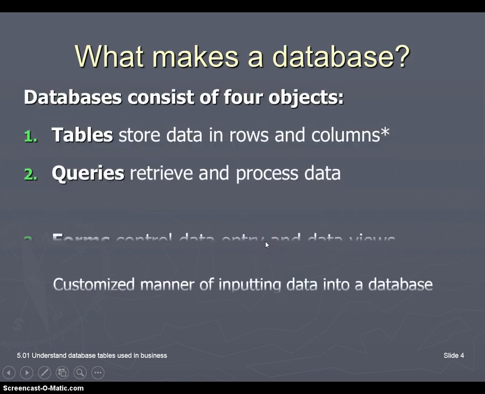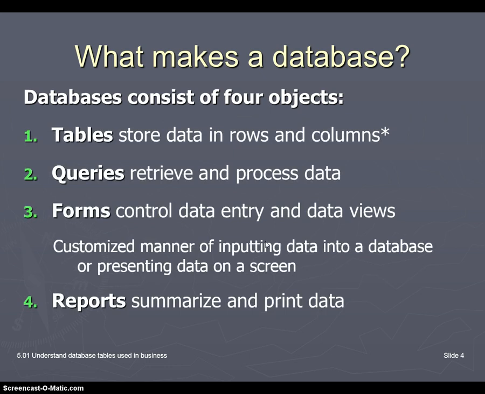What makes a database? Well, a database has 4 objects. These are the main objects to it. One is tables. You can't have a database if you don't have a table. Tables consist of rows and columns. You also have what are known as queries. Queries do a lot of filters, except you can save queries, whereas you don't save filters.